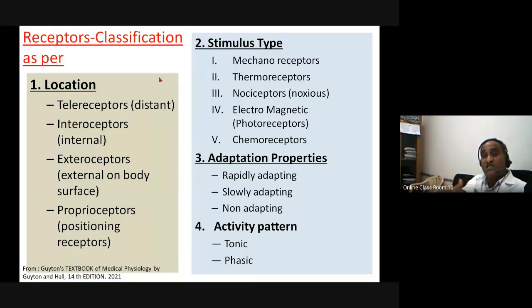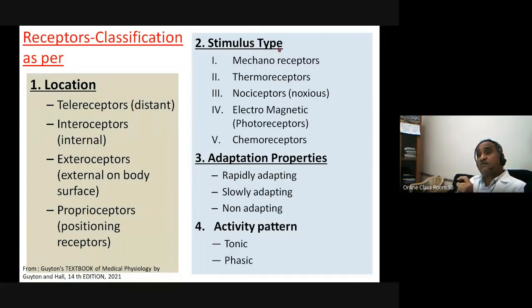Interoceptors are the internal receptors present within the internal organs. They are necessary for homeostatic regulation, for example blood pressure regulation, the chemical composition of the blood, or the thermal sensations in the hypothalamus. These are interoceptors. The external ones are on the surface, which we will talk about here. So this is one type of classification: telereceptors, interoceptors, exteroceptors, and the proprioceptors. Proprioceptors detect the position sense.